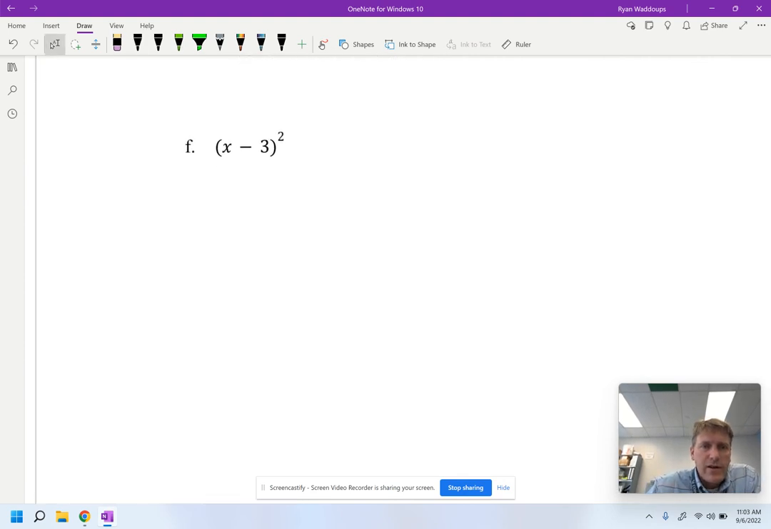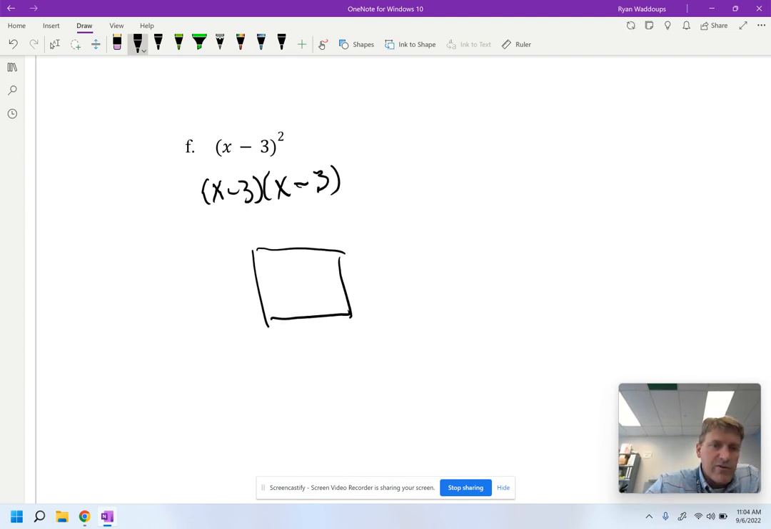And then finally, F, x minus 3 squared. So the temptation is to do this. You can't distribute an exponent over subtraction or addition. So we just go back to what is the basic idea of an exponent. It's that this exponent 2 says that the base is multiplied by itself 2 times. So this is the same as x minus 3 times x minus 3. And then we can use the box or the distributive property, whichever is fine. I'm going to use the box.